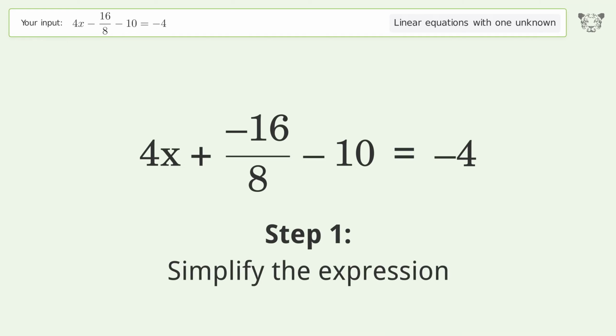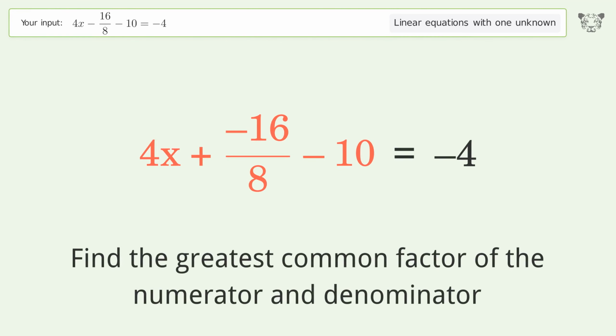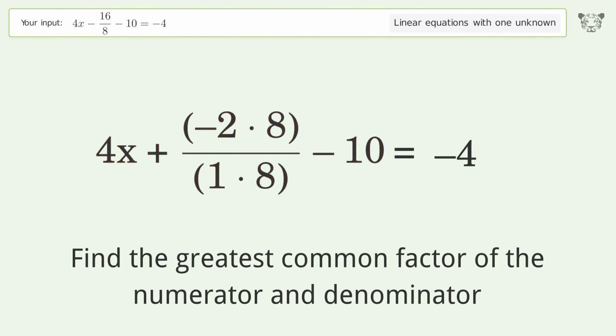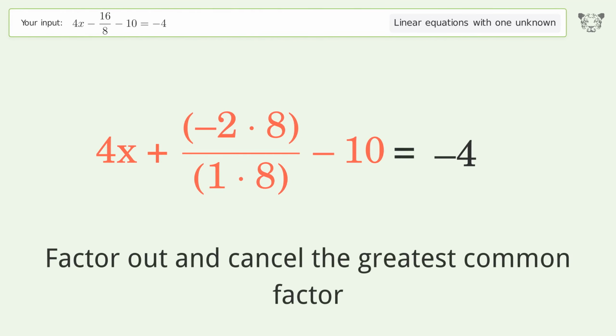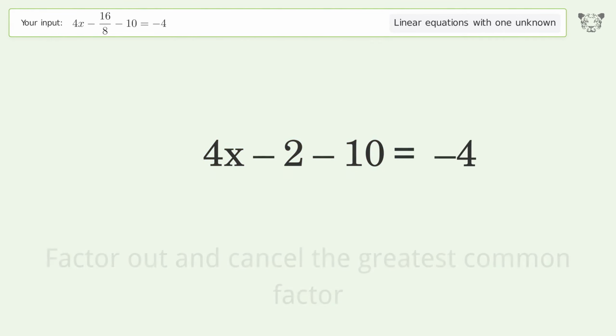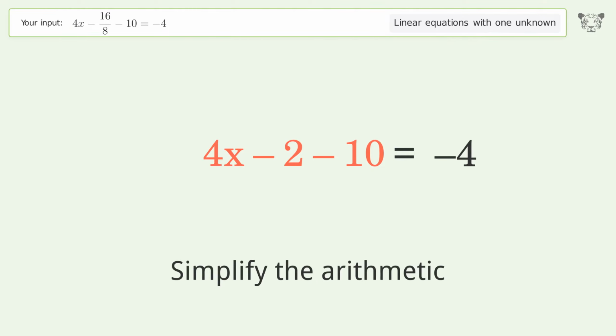Simplify the expression. Find the greatest common factor of the numerator and denominator. Factor out and cancel the greatest common factor. Simplify the arithmetic.